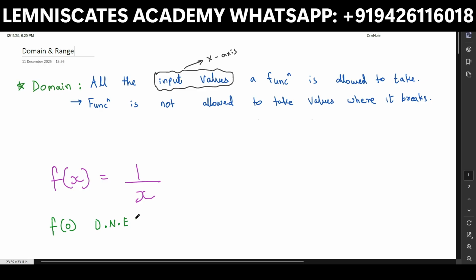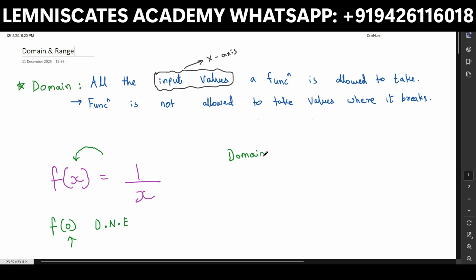So domain states that it can take all the input values. Basically, domain is the input values only. But what input values? Only those input values at which you get a particular output. If you take an input to a function which cannot provide an output, those values are not part of the domain. You should exclude all those values. So in this case, 0 is the only value at which I can say that the function fails to produce an output. So how will I define the domain?